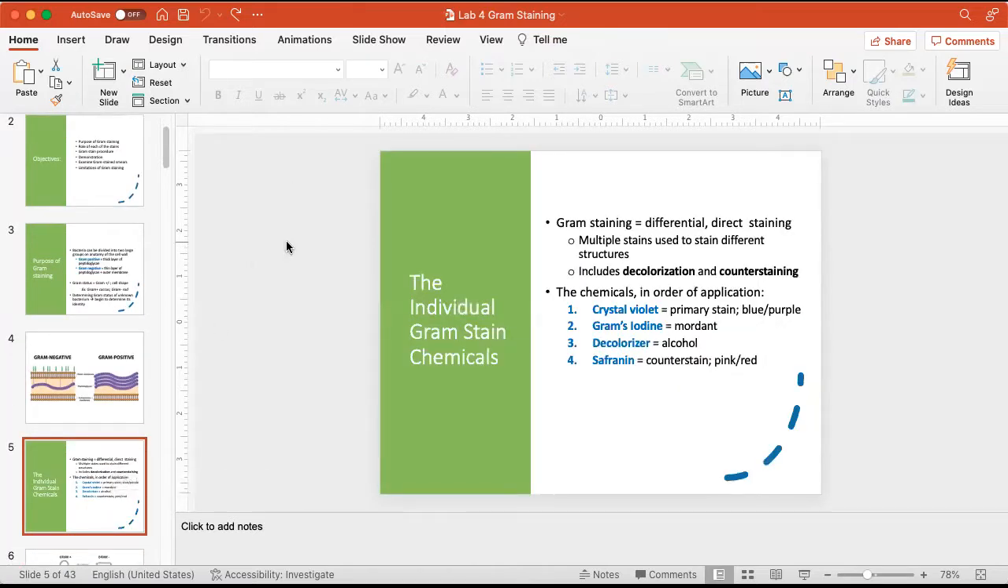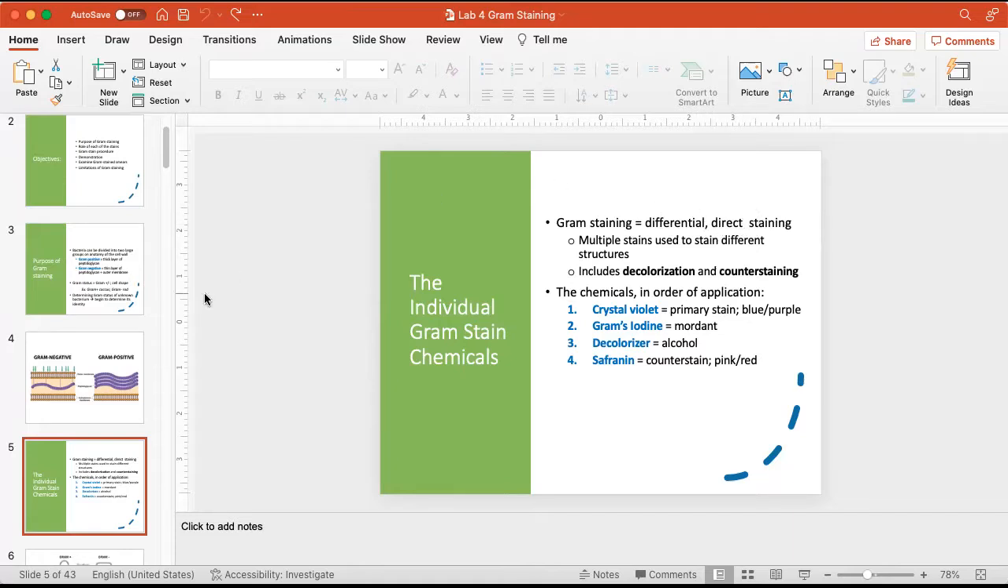Now, the gram staining procedure is a differential staining procedure, and it's also direct. So remember, we said a differential procedure uses multiple stains, and those multiple stains will stain different things, different colors. Remember that a direct procedure, that word means that we're actually staining the cells, not the background.